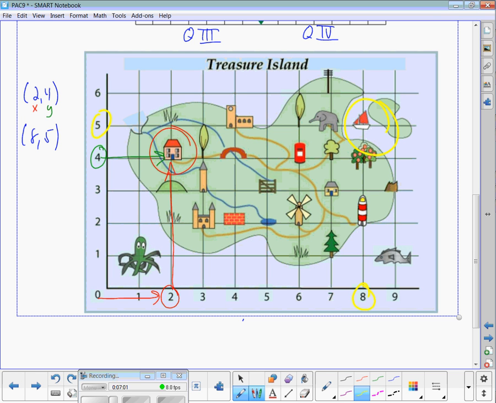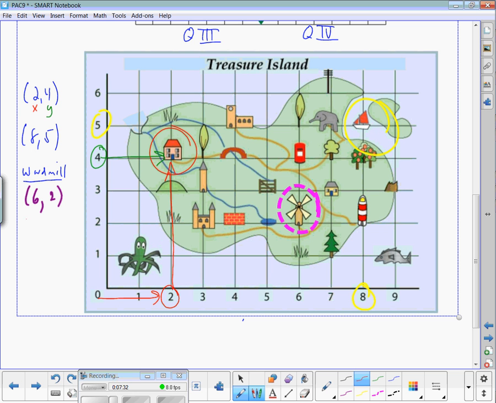So 8 in the x coordinate and 5 for the y coordinate. All right. How about this? Let's do it backwards. Can you tell me the coordinates of the windmill? All right, in case you can't find the windmill, it's right there. What are the coordinates of that windmill? And hopefully you said 6, 2, right? 6, 2.